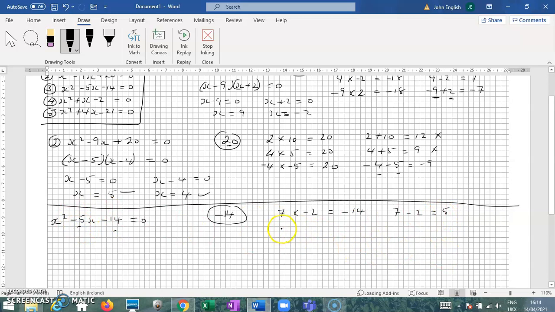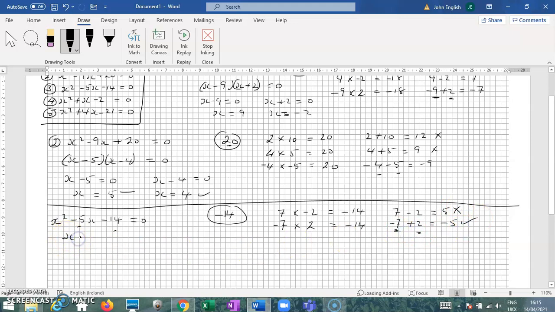Okay, so let's just do as we did before. We change the signs around. We make this a negative 7 multiplied by a positive 2. That also gives us minus 14. So then let's see what happens when we add them. Minus 7 plus 2 equals minus 5. And this is the one we want. So these again are the two numbers going into the brackets.